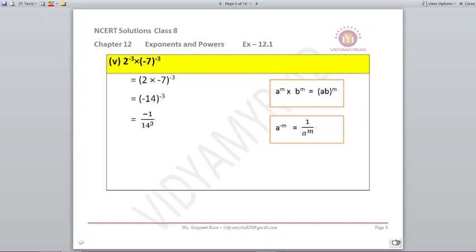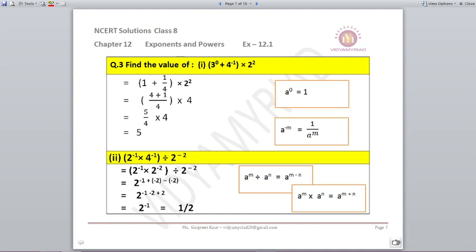Next, 2 raised to power minus 3 multiplied by minus 7 raised to power minus 3. Now when you have same powers, we can multiply the base. So it will become 2 multiplied by minus 7, which is minus 14 raised to power minus 3, and to make the power positive, it will become minus 1 upon 14 cube.